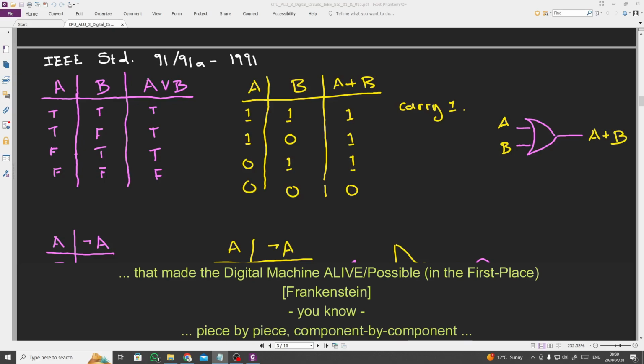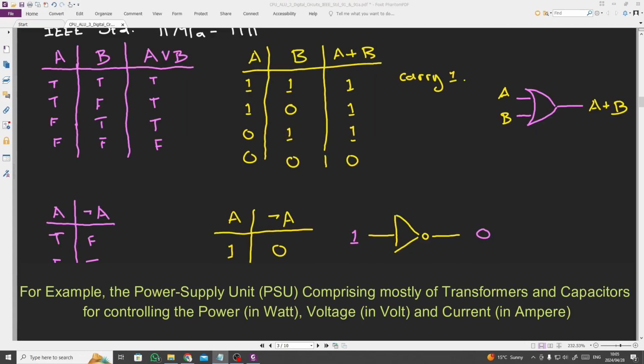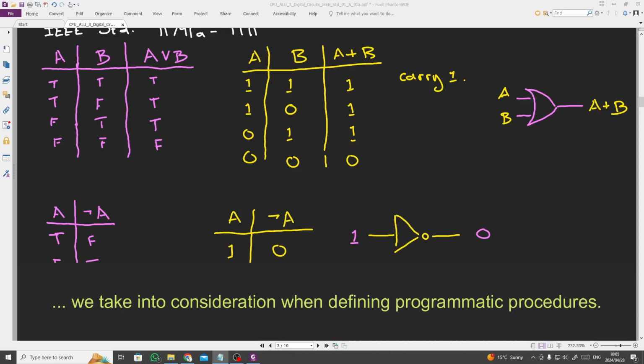Sort of like Frankenstein, you know, piece by piece, component by component, the computer is stitched together through the intricate specialization of each hardware component. For example, the power supply unit, comprising mostly of transformers and capacitors for controlling the power, voltage and current of very delicate and small electronic components on the motherboard and the rest of the chipset, is not generally a component that we take into consideration when defining programmatic procedures.